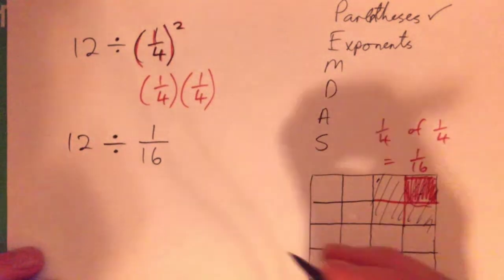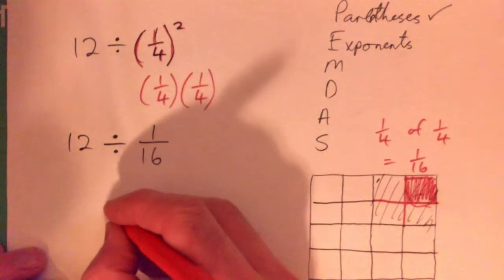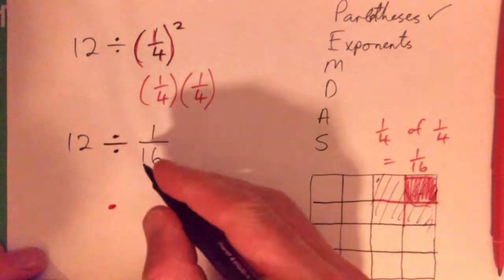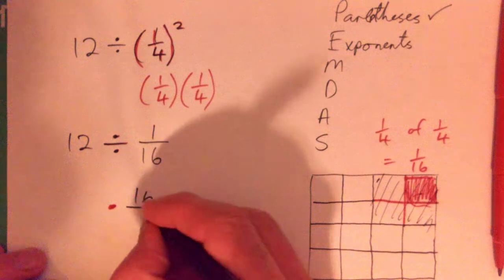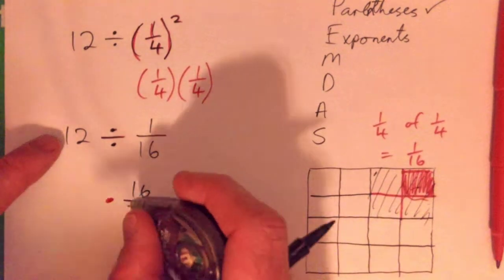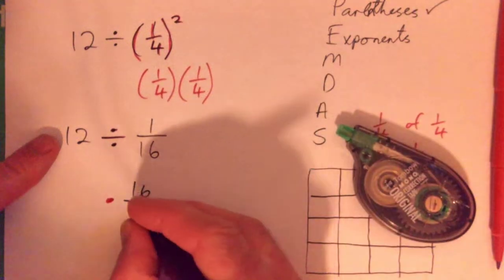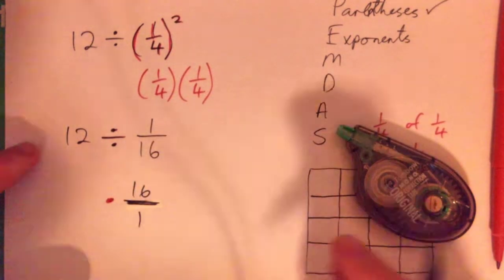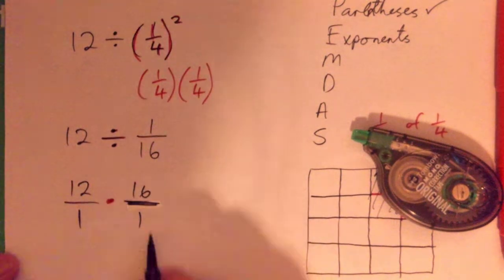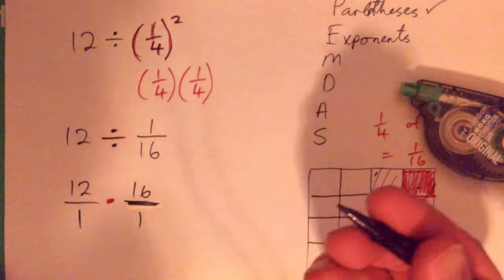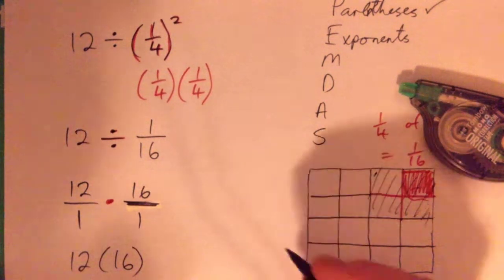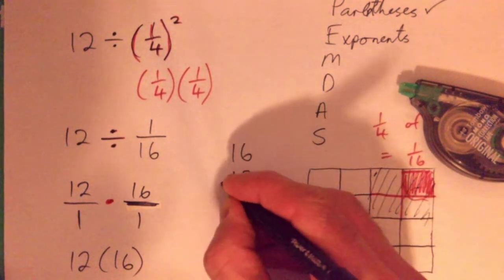So when you divide by a fraction, you multiply. Dividing by a 16th, you multiply by the reciprocal, 16 over 1. And turn the 12 into a fraction just for fun. What's 12 as a fraction? 12 over 1. 12 over 1 times 16 over 1, which is just 12 times 16. Same thing, right? And we can just multiply that.